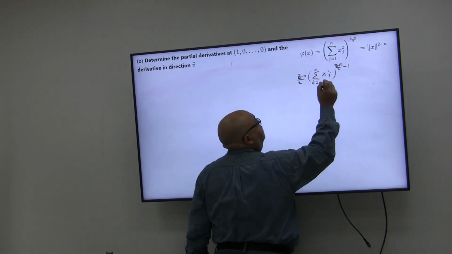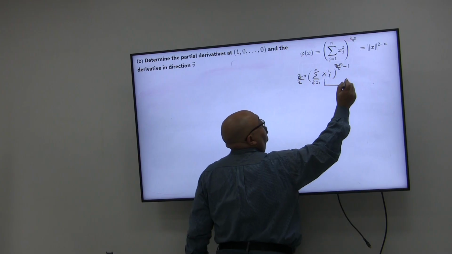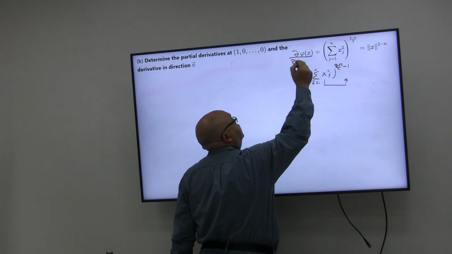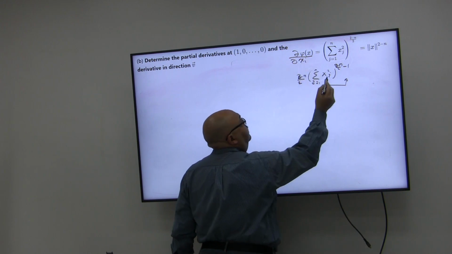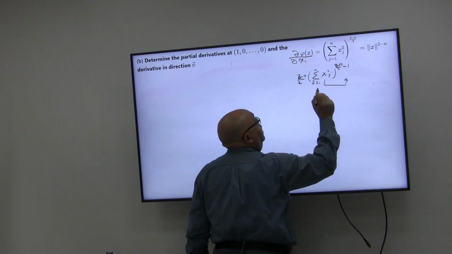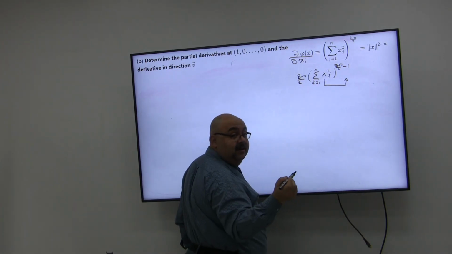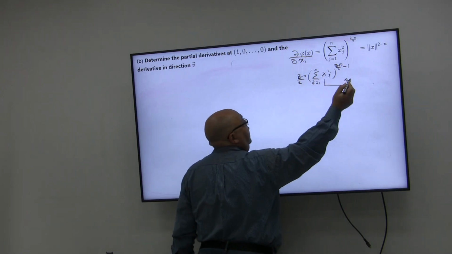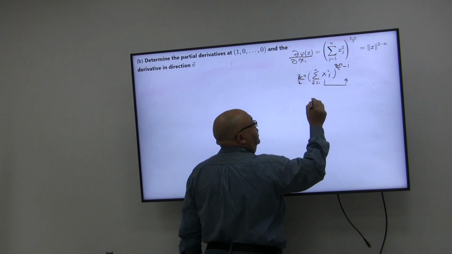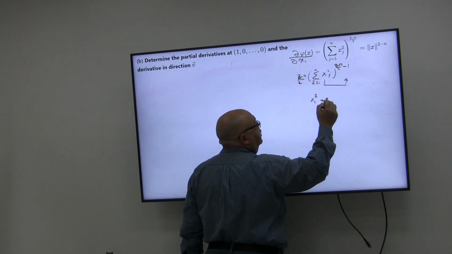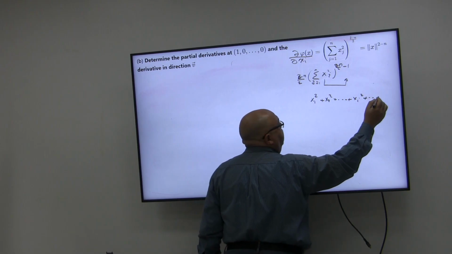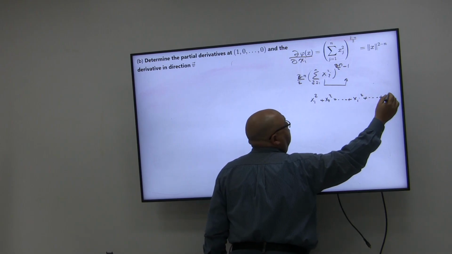Then I will differentiate what's inside. If I'm differentiating with respect to xi, then the only part that will be affected inside is the part with xi. Do you read me? The other terms in x are going to be 0 after differentiation, because this summation is x1 to the power of 2 plus x2 to the power of 2, and so on, plus xi to the power of 2, and so on, up to xn to the power of 2.